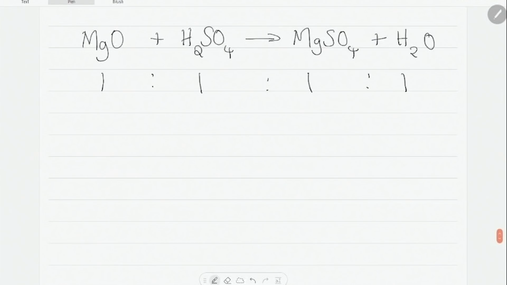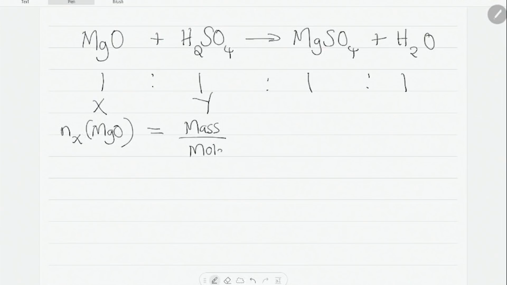We just go straight and find the number of moles of the reactants which are there. So the reactants there are magnesium oxide and sulfuric acid. And we've been given the mass of each reactant that reacted in the reaction. So using the mass that we've been given there, we find the number of moles. So number of moles, we can say magnesium oxide is X and sulfuric acid is Y. So number of moles of X, which is magnesium oxide, is equal to mass over molar mass.